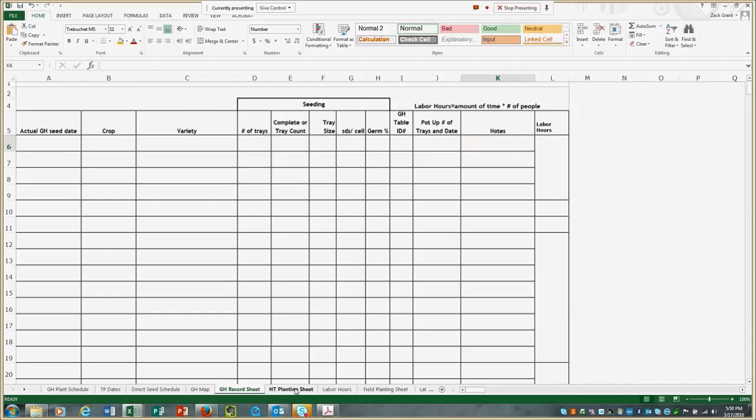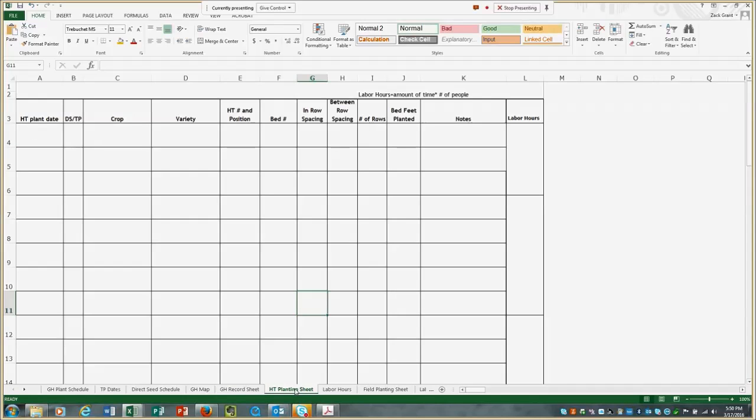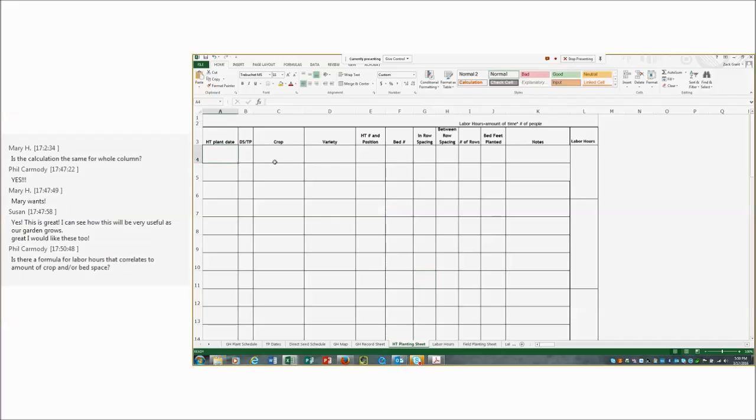So this is a high tunnel planting sheet. We differentiated our high tunnel planting sheet from the planting sheet we did for the field. We just had two different sheets, but it's virtually the same thing. So the date we planted in the high tunnel, the crop variety, it's a similar sort of thing. Where we planted it, we had bed numbers. This was something we did for our food safety traceability program. We actually labeled and had specific bed numbers for different areas of the farm. So you could easily do something like this as well.